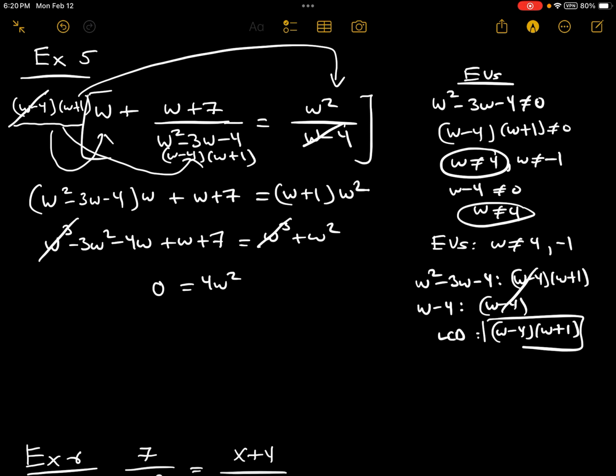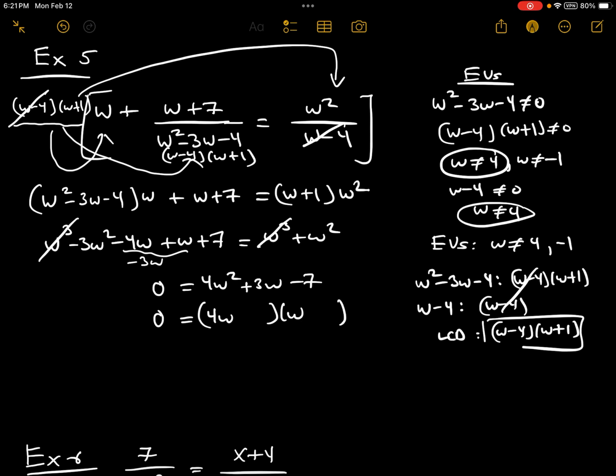Now, at the very end, make sure you check that none of these are EVs. Both of these solutions are not EVs, so these solutions should check into the original equation. Our EVs are 4 and negative 1, but over here we got negative 7/4 and positive 1.